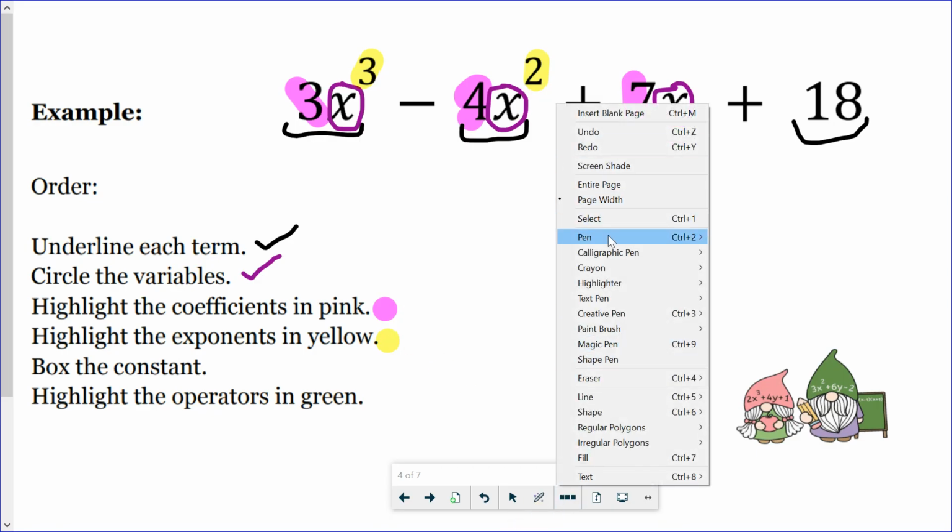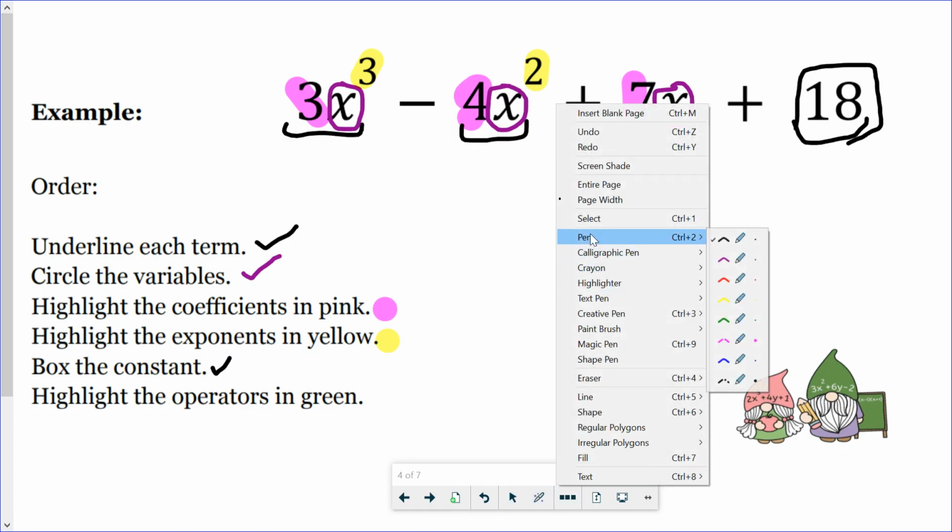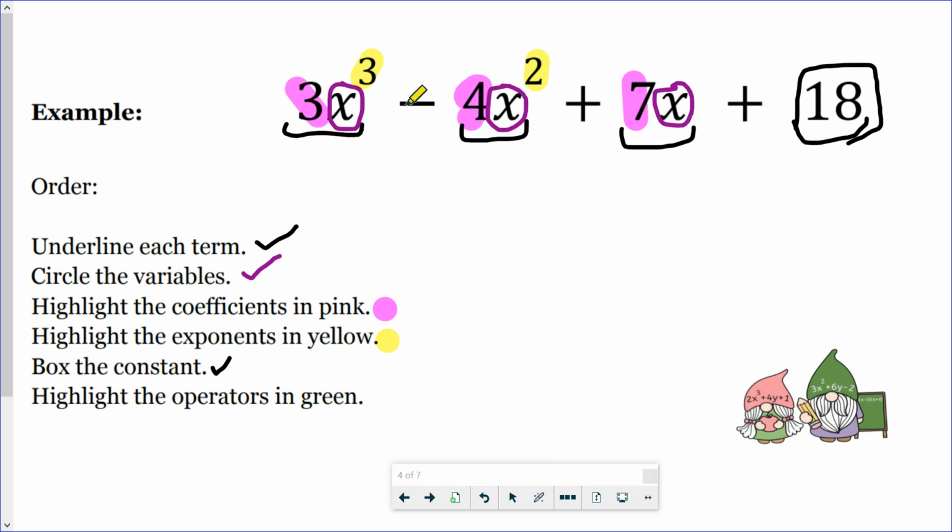Next, I'm going to box in my constant so I can identify my constant. My constant is the number by itself with no variable. So that would be 18. And I'm going to highlight my operators in green. Operators being my pluses and my minuses.